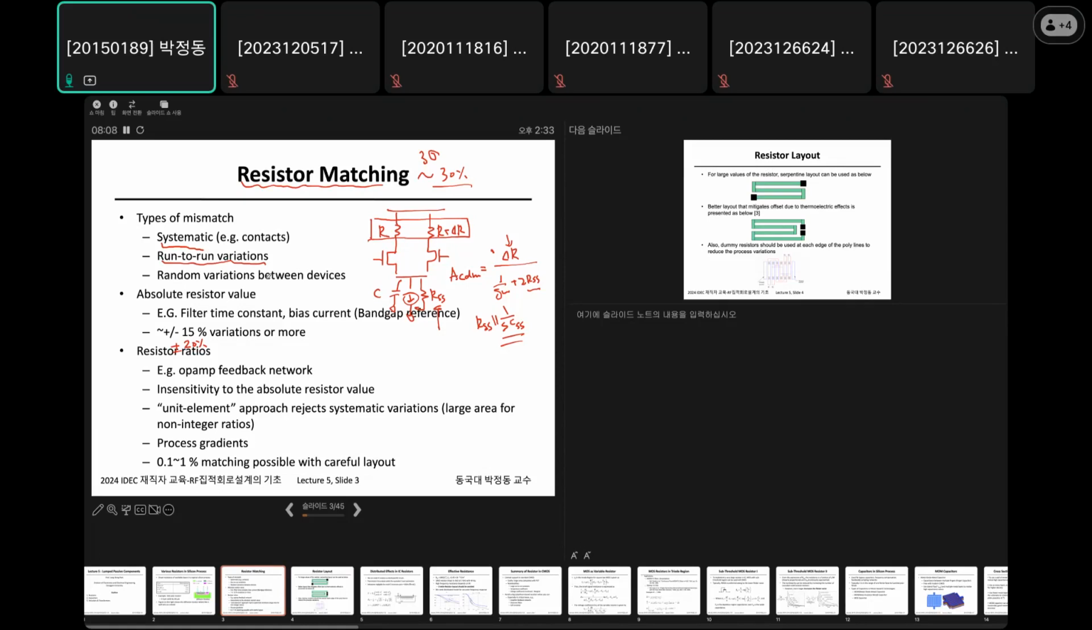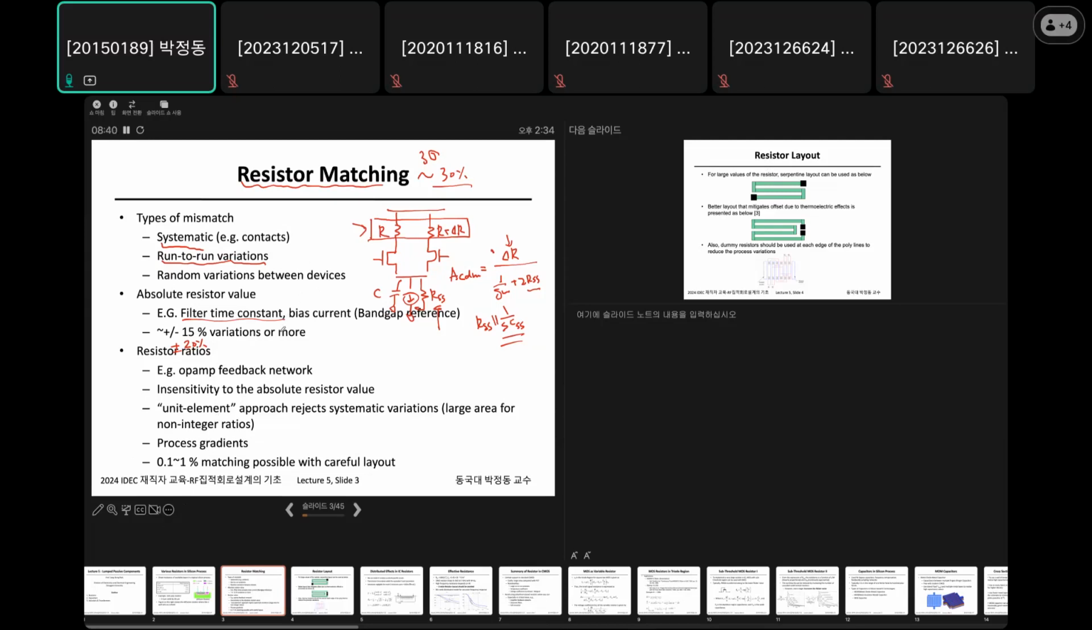That means there should be a certain amount of undesirable things happening, which is called random variation. So never ever use a resistor as a direct load or for the filter time constant. That's very bad because it varies quite a lot.